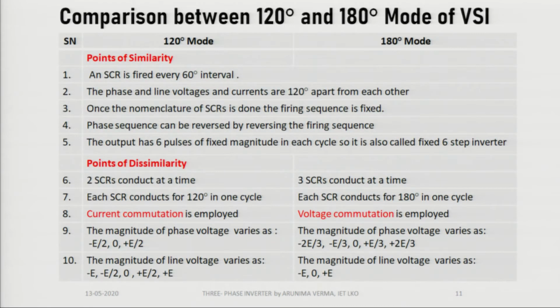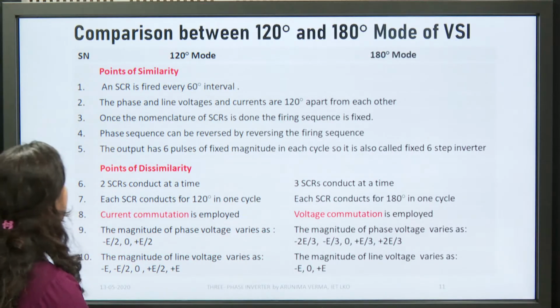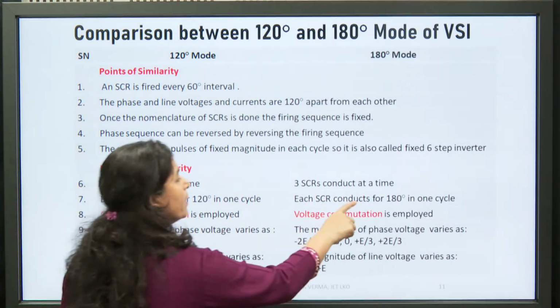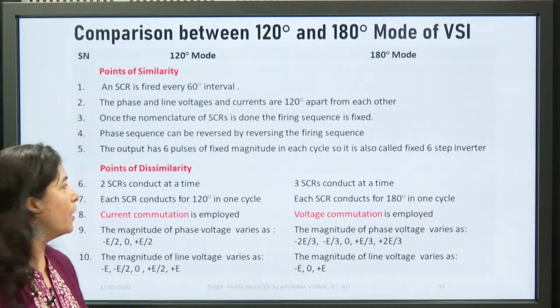Now, these are the special features which I have summarized in tabulated form. What you have to see are the points of dissimilarity: current commutation and voltage commutation are used respectively in 120 and 180-degree mode, and the magnitude of phase voltages varies like this, whereas the magnitude of phase voltages in 180-degree varies like this. Now, in this case the magnitude of line voltages has a shape like this, and the magnitude of line voltages varies like this. Is it clear? Now, 2 SCRs conduct at a time and 3 SCRs conduct at a time. Each SCR conducts for 120 degrees, in this one each SCR conducts for 180 degrees.